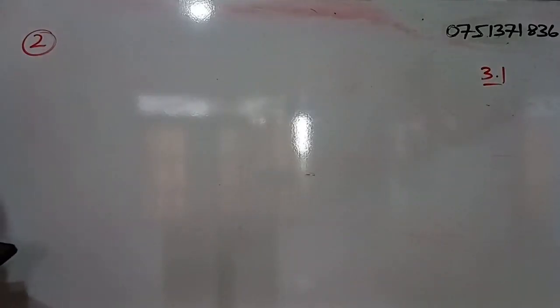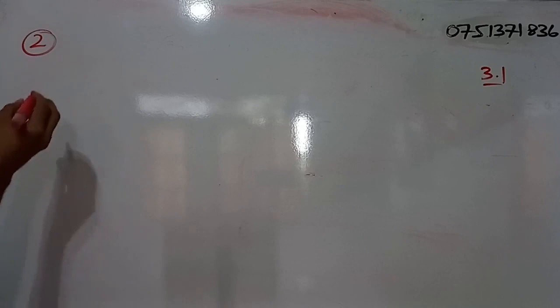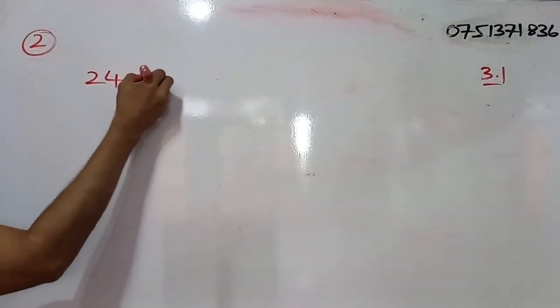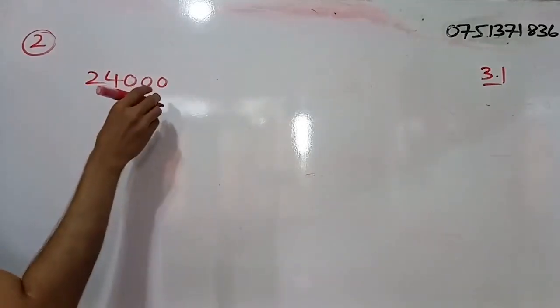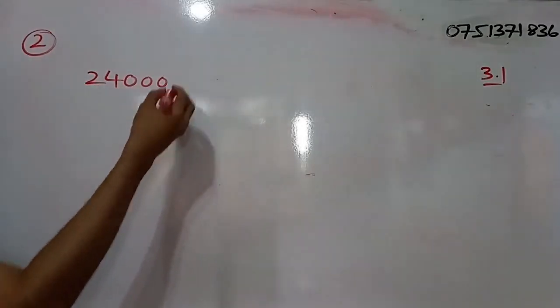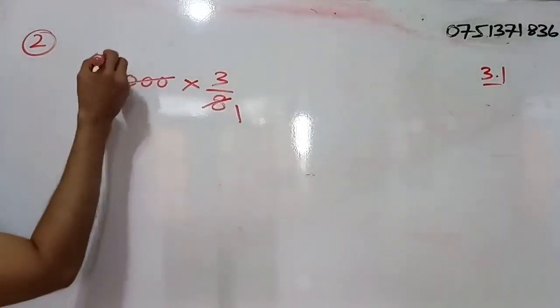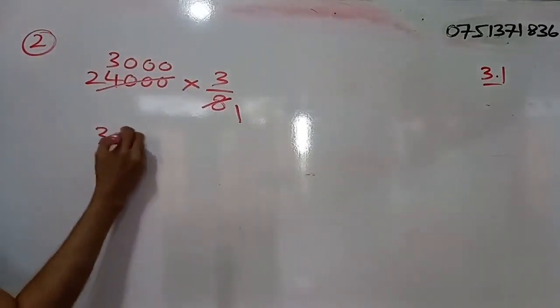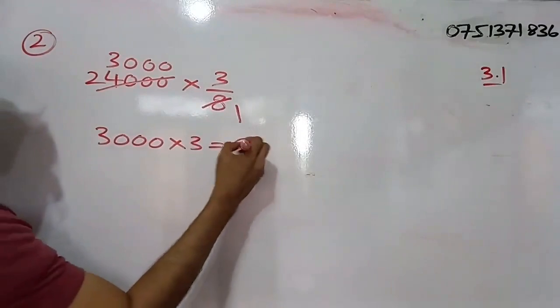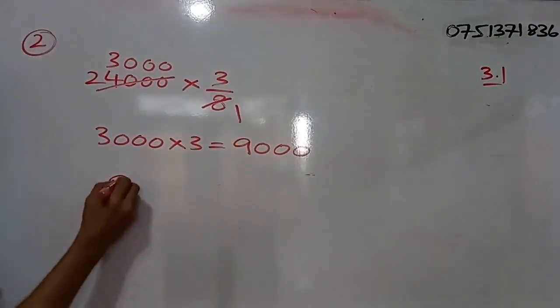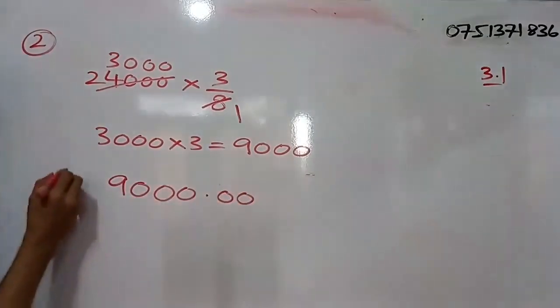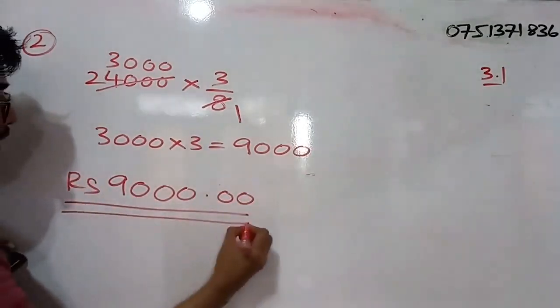Question number 2. What do we have? Mr. Upul received 24,000 rupees as his salary last month. He spent 3/8 of it for travel expenses. Find the amount he spent for travel expenses. So from 24,000, how much did he spend? 3/8. So 8 times 1, 8 times 3,000. So 3,000 into 3, what is that? 9,000 rupees. Don't forget, you have to mention the answer with the unit.